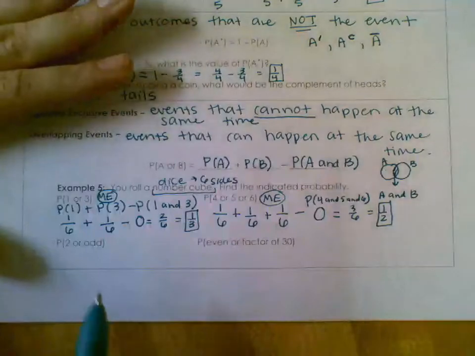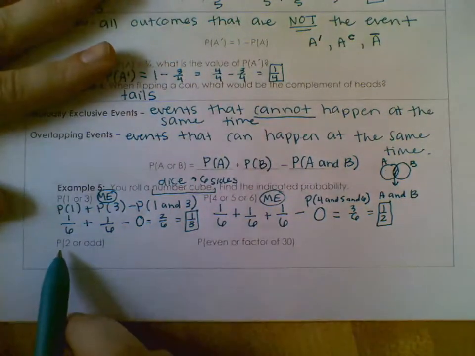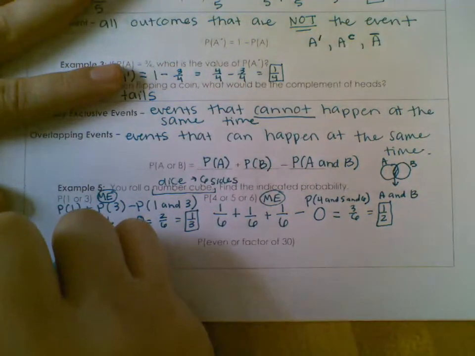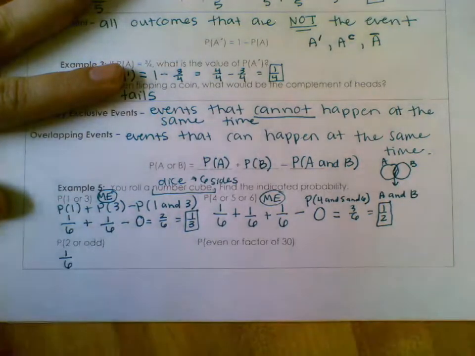Okay, so first, what is the probability of rolling a 2? There is 1 two out of 6 numbers total.